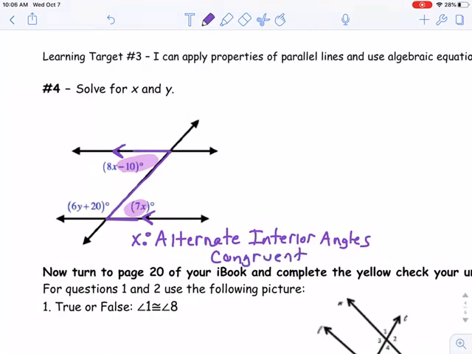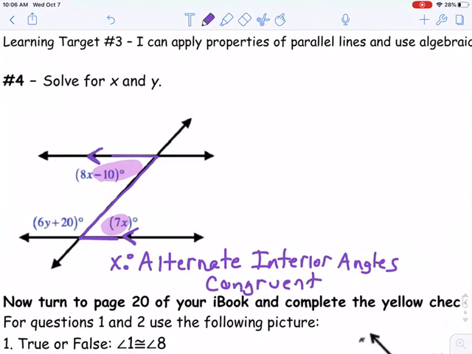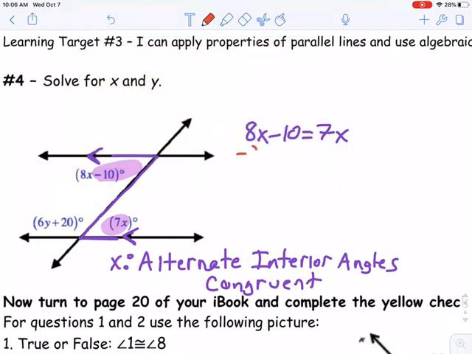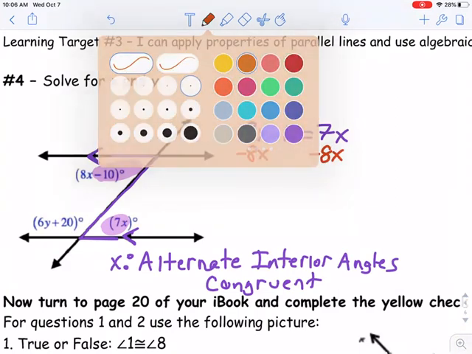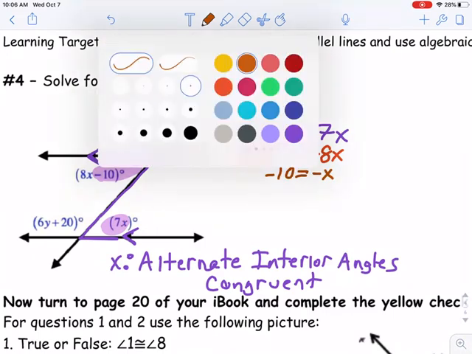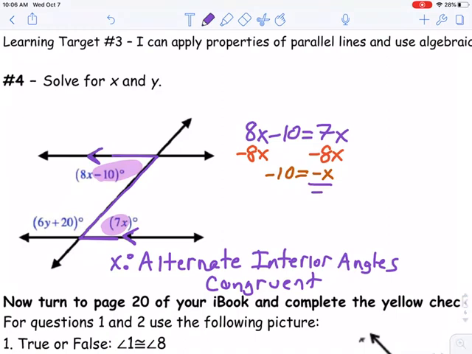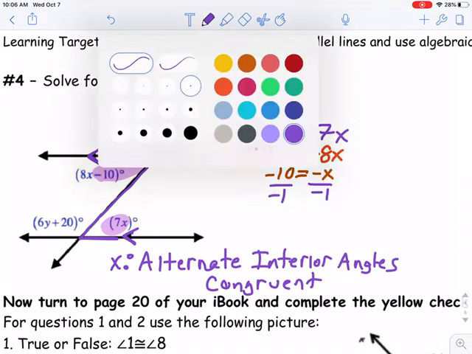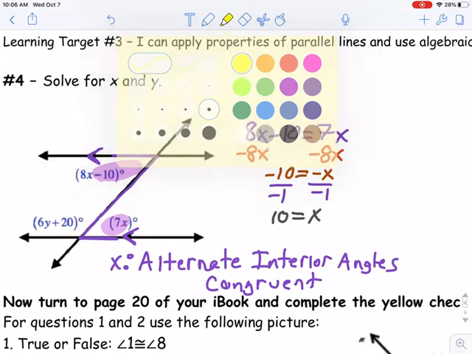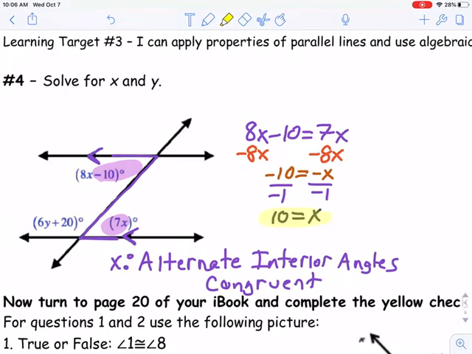So again, if I told you in Unit 1 that we had some congruent angles, you'd say, okay, boss, all I got to do is set them equal to each other and solve for x. Okay? So I'm just going to subtract 8x from both sides. I'm going to deal with a negative number, just because I feel like it. I'm going to get negative 10 equals negative x. Divide both sides by negative 1. And then 10 equals x. And I'm going to highlight that. Okay, so I found x.